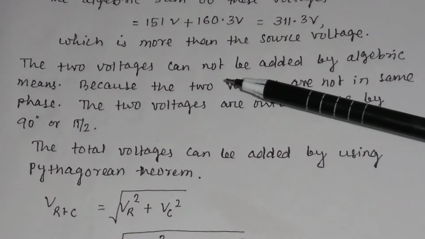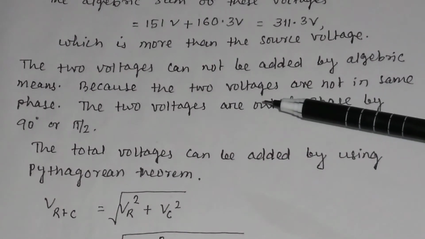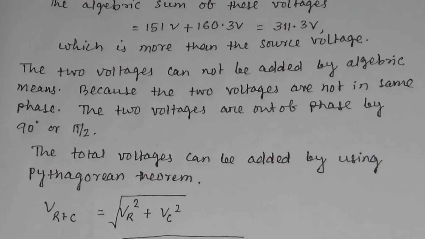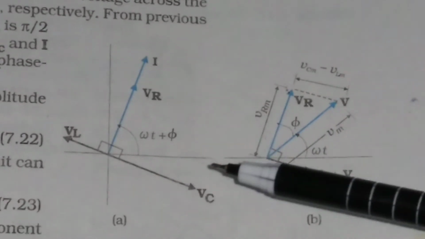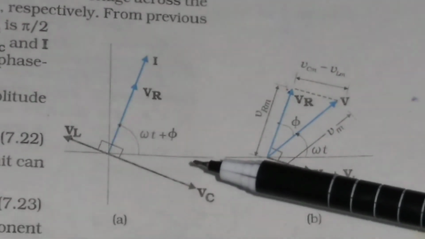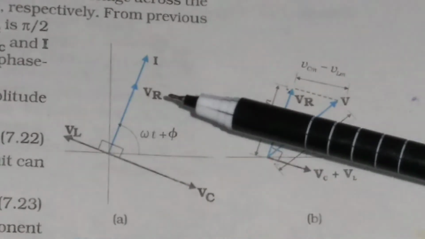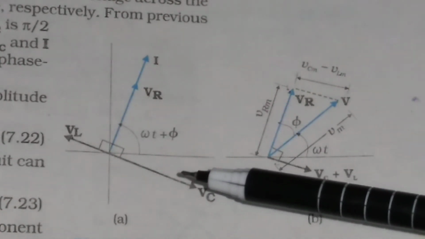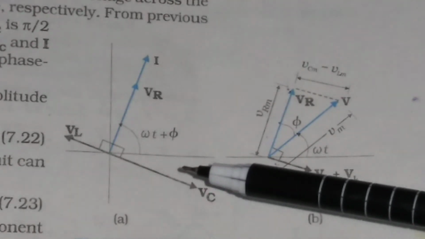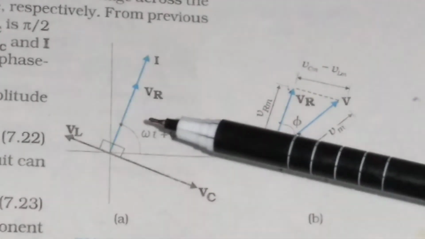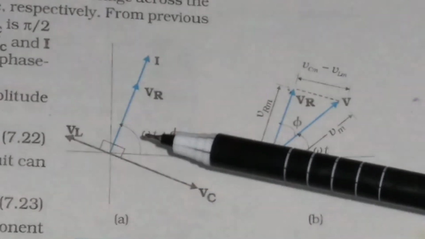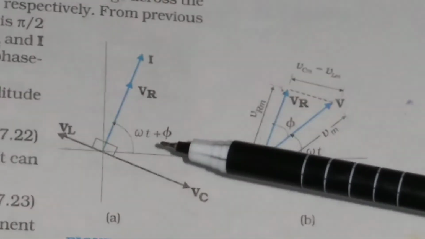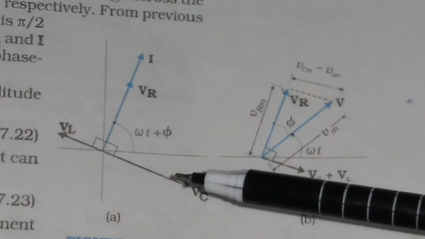The two voltages cannot be added by algebraic means because the two voltages are not in the same phase. If you look at the phase diagram, you can clearly see that the voltage across the resistor and the voltage across the capacitor are not in the same phase. The two voltages are out of phase by 90 degree. So these two voltages cannot be added by algebraic means.